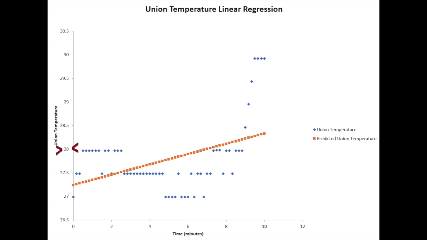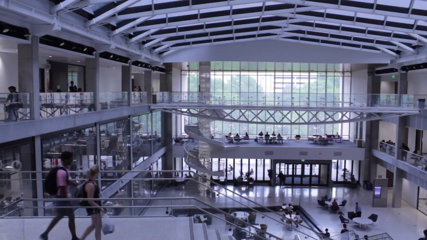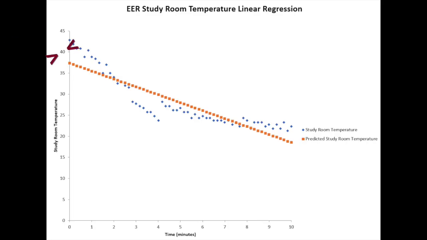This is true for some, but not all of our data, because while the temperature is higher in the Union, it is not higher in the FAC and the EER study room, so it can be assumed that there are other more effective parameters at play. Based on the number of people in the room considered alongside the size of the room, the EER study room should be the warmest location, which is shown by our data. However, the temperature eventually cools as we assume the automated AC adjusts for the high density in the room.